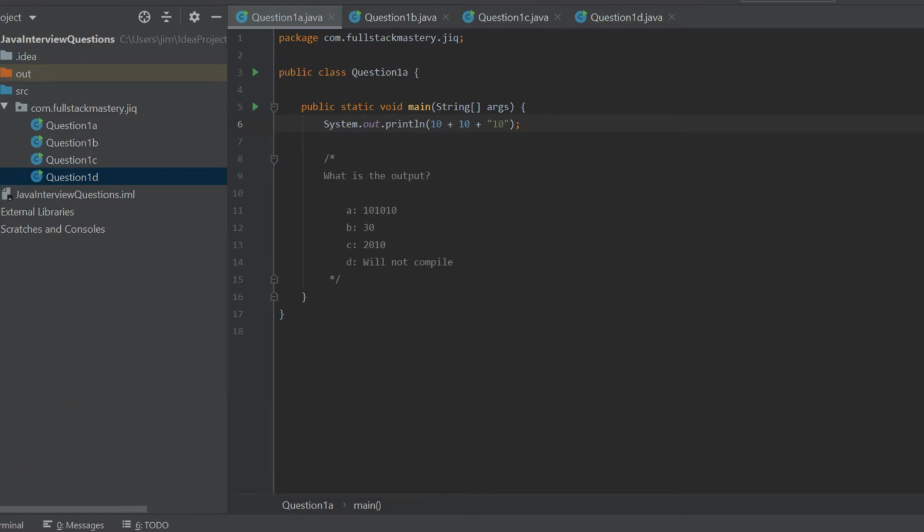So here in the first question, what is the output of this expression? Print line 10 plus 10 plus the string 10. Give yourself a few seconds to pick the right answer. Is it A, B, C, or D?